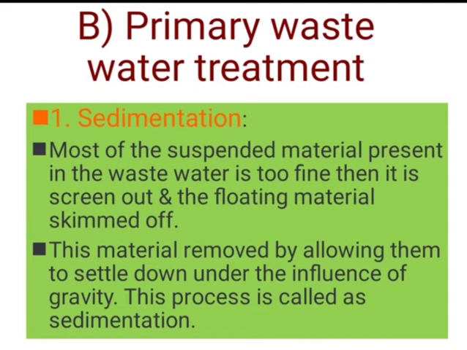So the first step is sedimentation. Most of the suspended material present in the wastewater, if it is too fine, is screened out. Simply, we can remove the larger particles initially, and the floating material can be removed by the skimming process. So in the sedimentation process, we remove suspended material by screening and floating material by skimming.